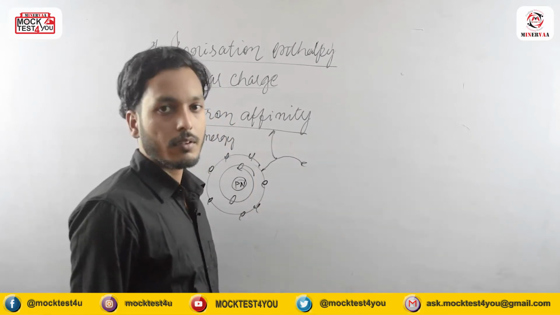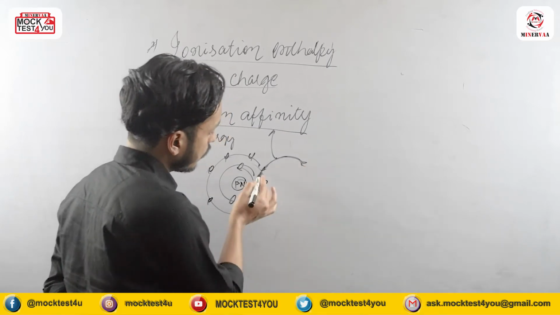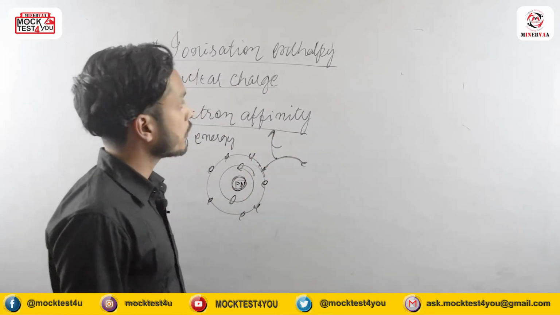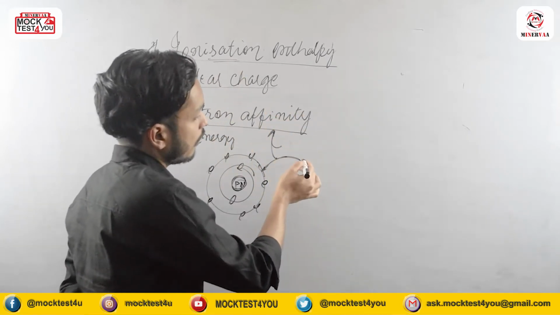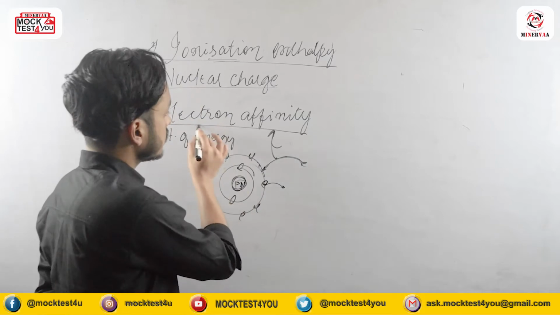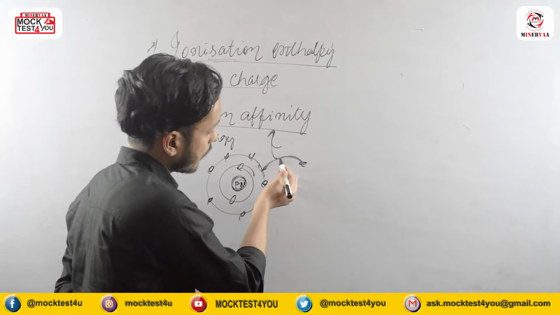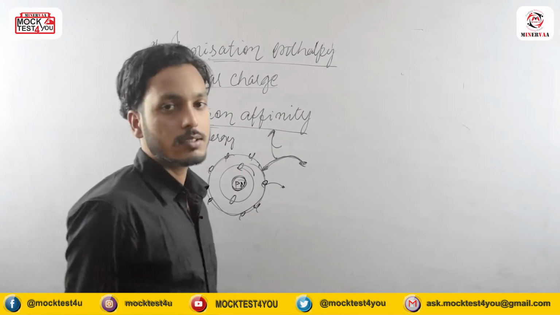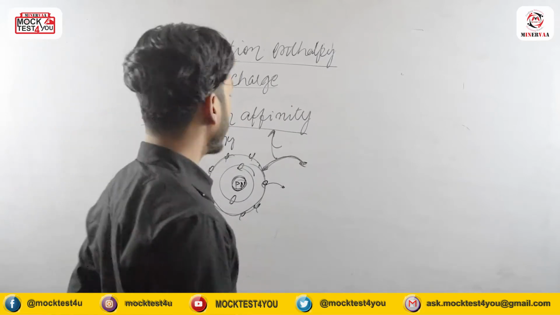Electron affinity, right? Or we can say the amount of energy released when one electron has been added to the outermost shell of an isolated gaseous atom is called electron affinity. I hope it is just the reverse, right? In ionization enthalpy, what we have seen is the amount of energy required to remove one electron from an isolated gaseous atom. The opposite of this is electron affinity, the amount of energy released when an electron is added to the outermost shell of an isolated gaseous atom. So this is electron affinity. I hope you have understood this, right?